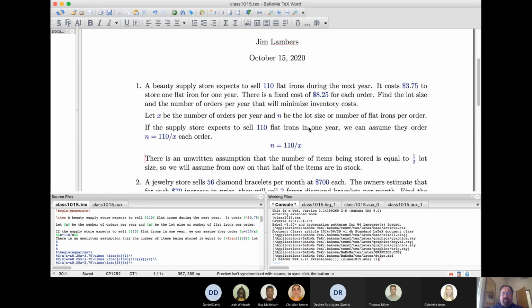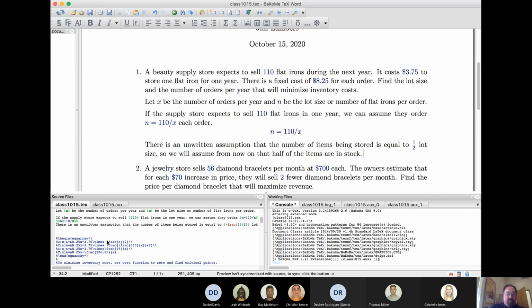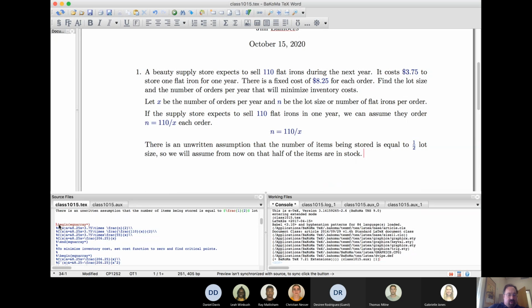So to simplify matters, we assume that however many items you order at a time, so n, you're storing half that many at any given time because that's the average. Sometimes you're storing a lot, sometimes you're storing none. So we just split the difference and say we're assuming we're storing half the number of items you order, because on average that's how many are in stock. So that will help us come up with our function for describing the overall cost.